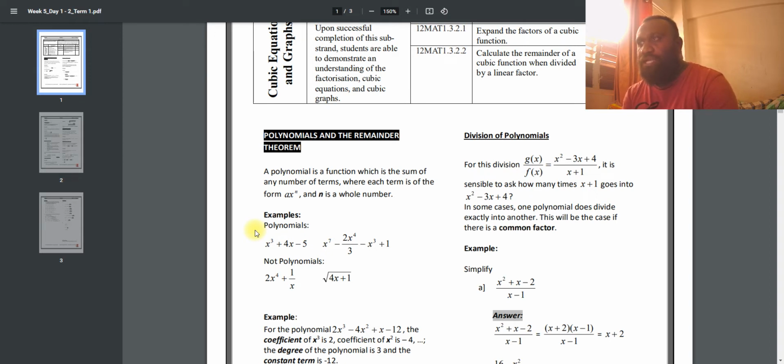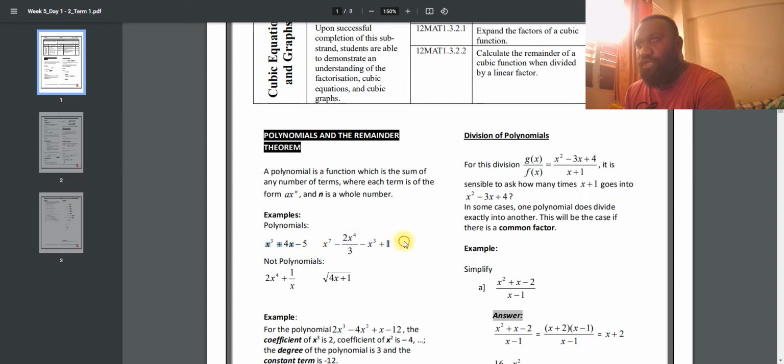Polynomials is an umbrella or a big family that a lot of equations come under. For example, linear, x raised to the power of 1, is in the polynomial family. Quadratic, x to the power of 2, is a polynomial. Cubic equations, x to the power of 3, are in the family of polynomials. Examples of polynomials are x cubed plus 4x minus 5, x to the power of 7, and 2x raised to the power of 4 minus x cubed plus 1.